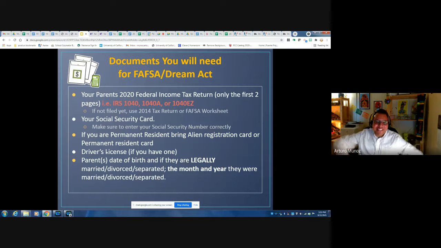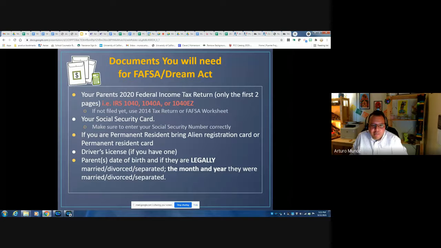So, you also will need your social security number. This is for your FAFSA. Remember, for the DREAM Act, you do not need a social security card. Your permanent resident, alien registration, green card. Your driver's license, if you have one. Your parents' date of birth, and if they are legally married, divorced, separated, the month and year they were married, divorced, or separated.